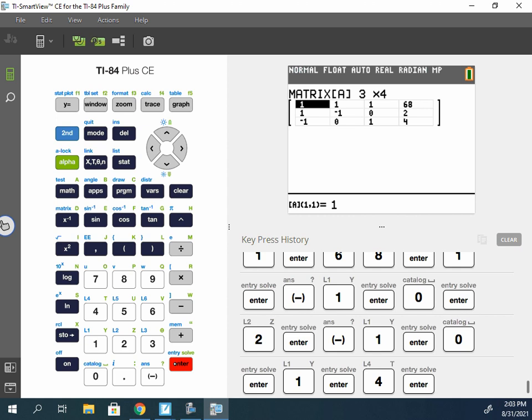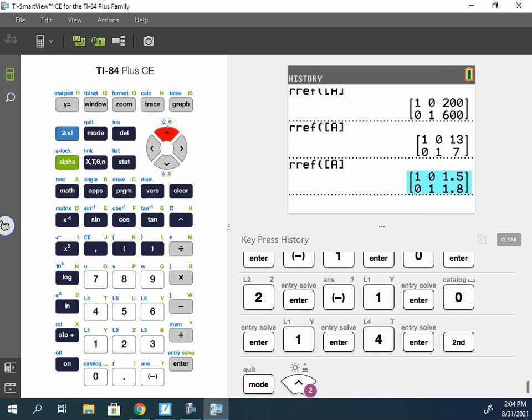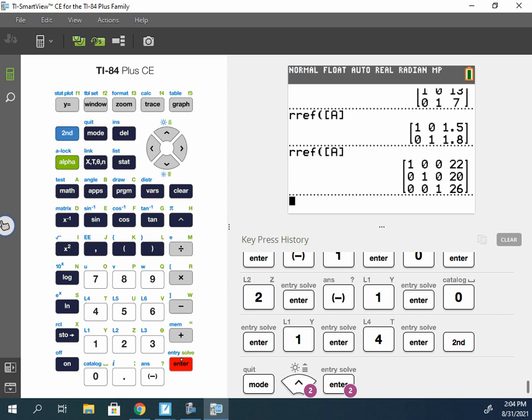Y'all have something similar to this here. Some of the rows might be flipped because you can have them in any order. And then we go second quit. Go up to RREF, hit enter, enter, and we get this here. Now we said Z, the third one, was cherries. So the one with that is 26. So the number of cherries would be 26.